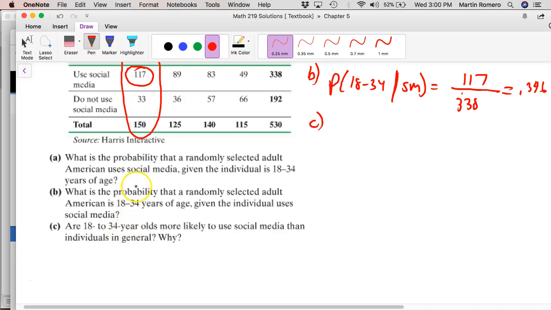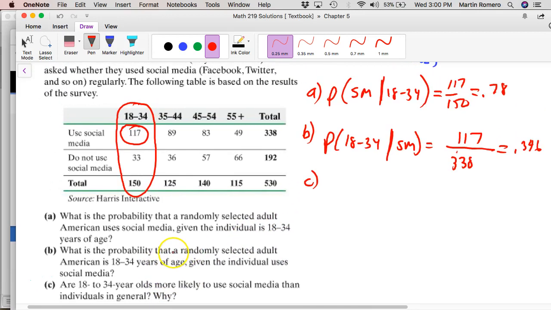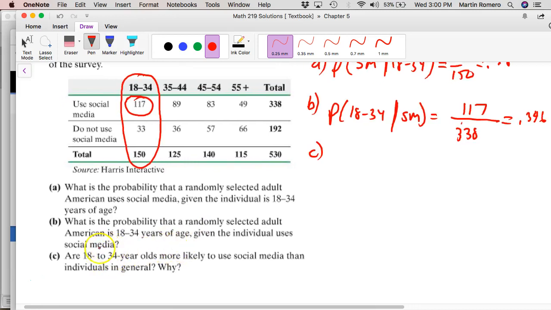Part C: are 18 to 34-year-olds more likely to use social media than individuals in general? In order to answer that question, we want to look at the total amount. We're going to compare 18 to 34-year-olds with individuals in general. So in general, we'd look at how many people use social media. That would be 338.